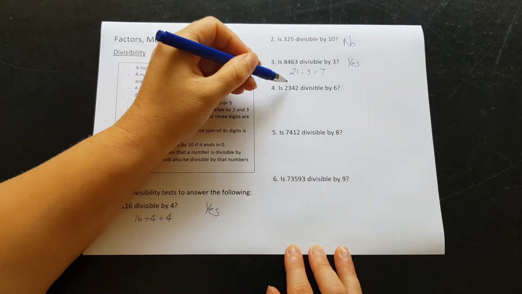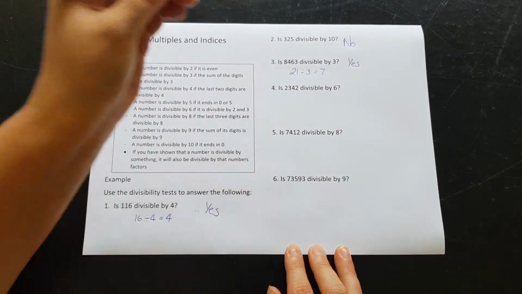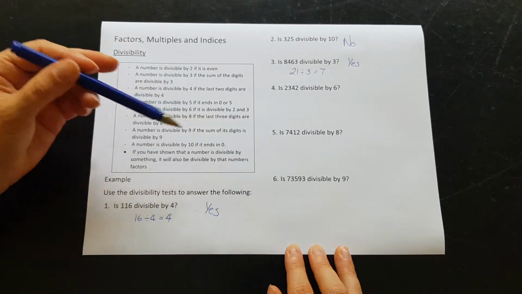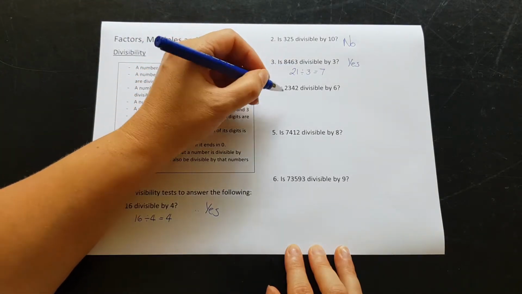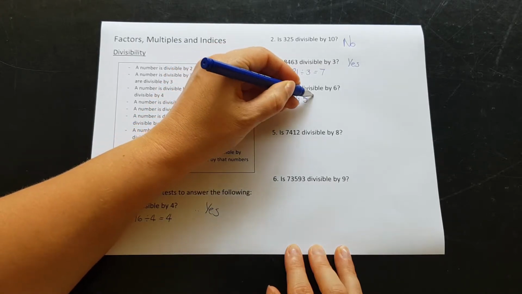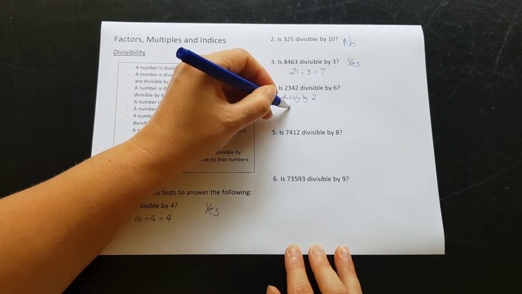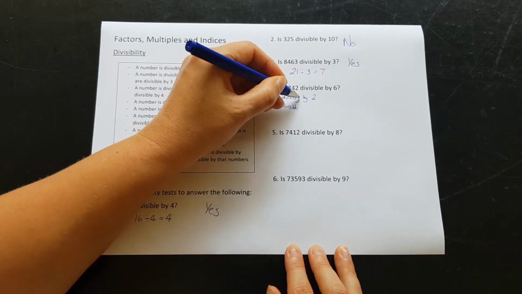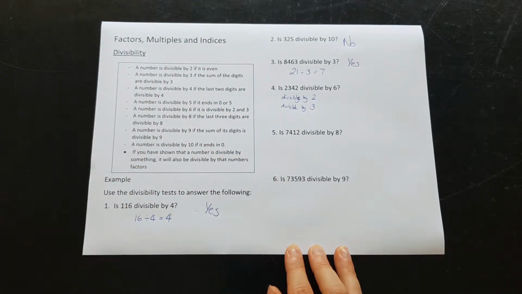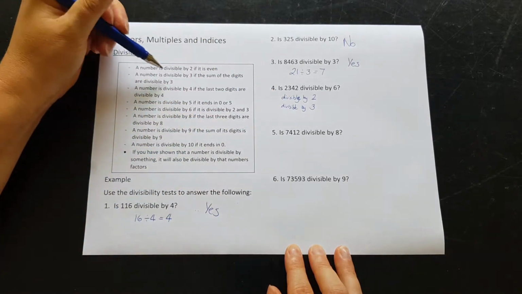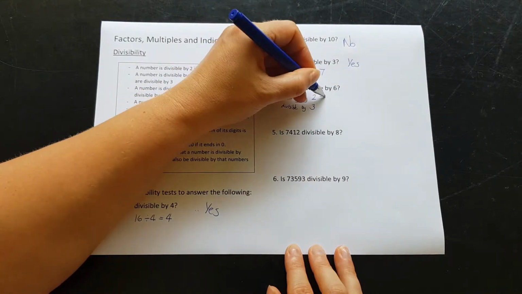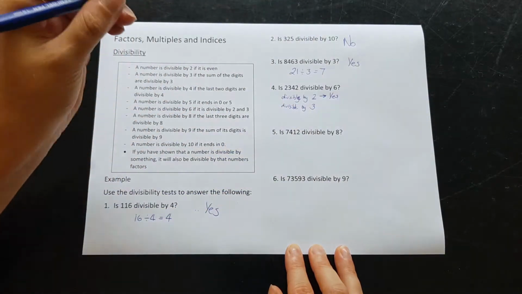Okay, question 4. Is 2,342 divisible by 6? Divisible by 6 means that it has to be divisible by 2 and 3. So let's check both of them. Is it divisible by 2 and is it divisible by 3? If it's divisible by 2, it has to be an even number, which this is. So yes, it is divisible by 2. So it's passed that test.